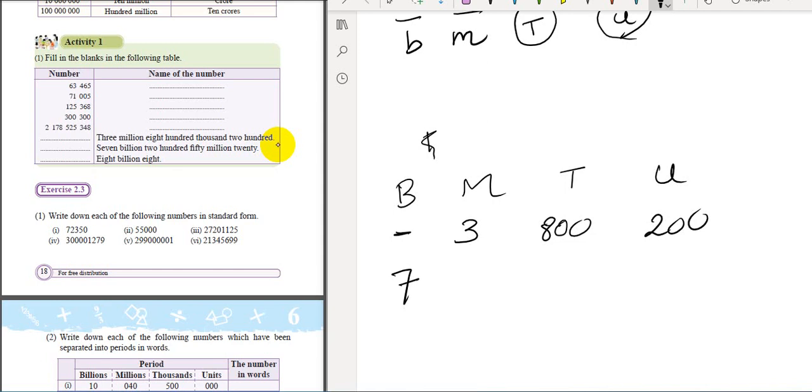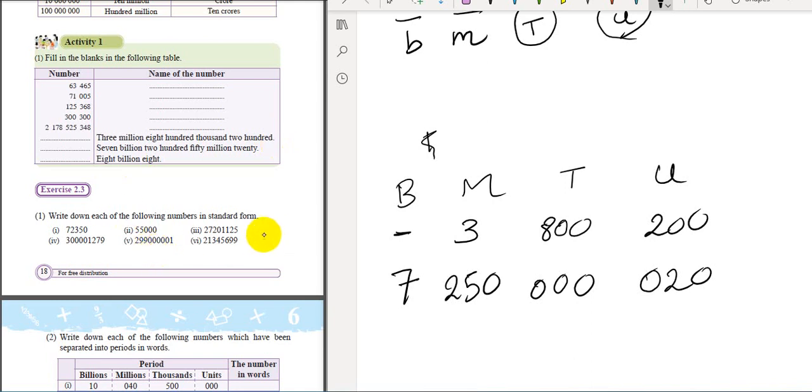Okay, the second is 7 billion 250 million and 20. There's no thousand here, so we have to put 30 and 20. 20 is here now, and there's no 100, so 20.